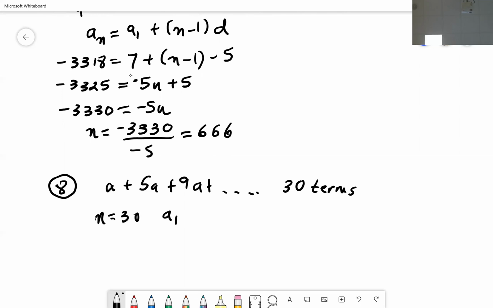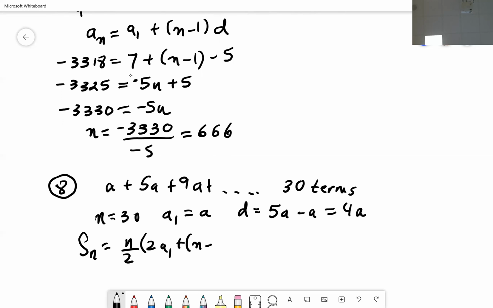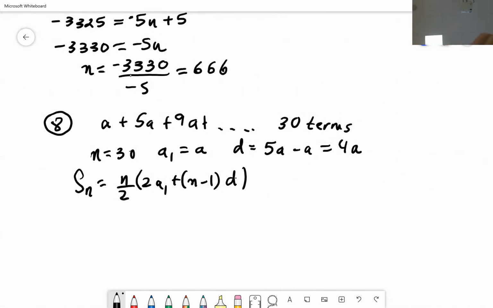We know the first term a sub 1 is a, and we know the common difference is 5a minus a, which is just 4a. So the sum of n must equal n over 2 times twice a sub 1 plus n minus 1 times the common difference. And so we're going to go ahead and just substitute.